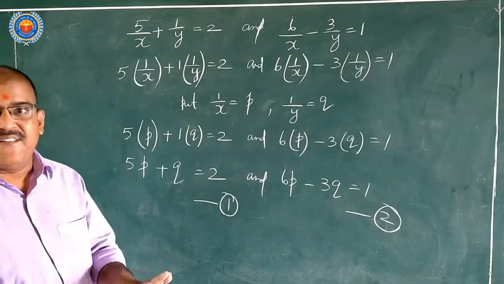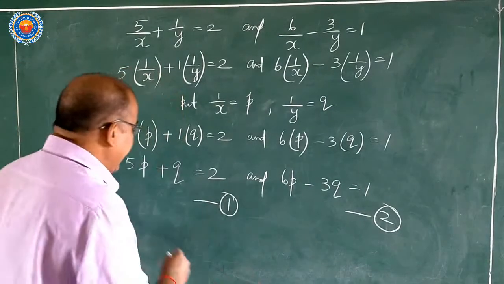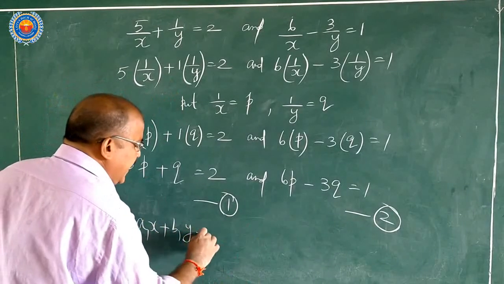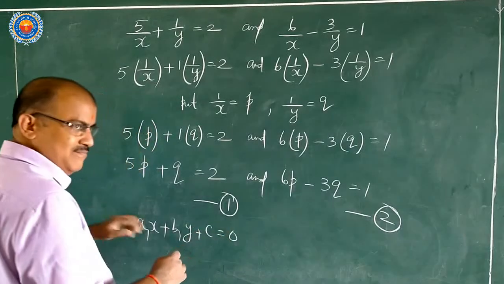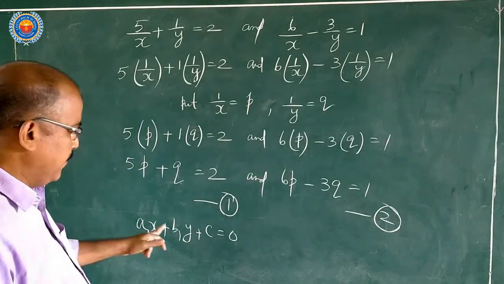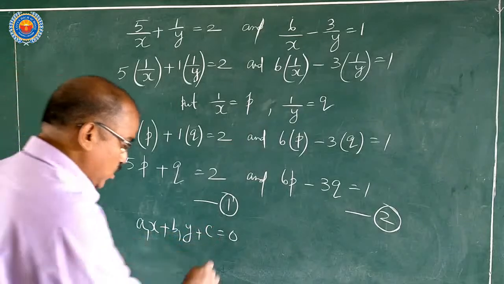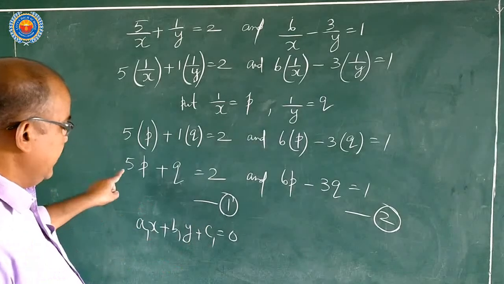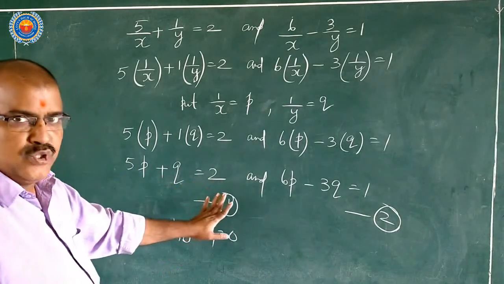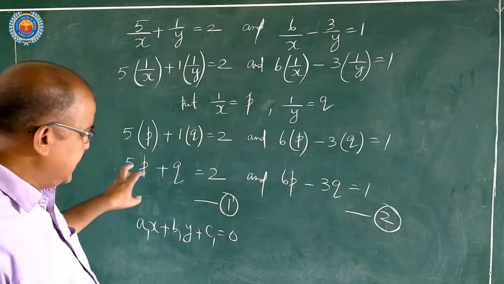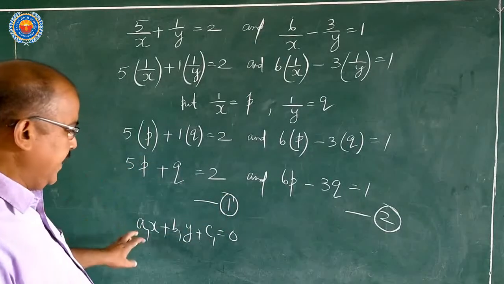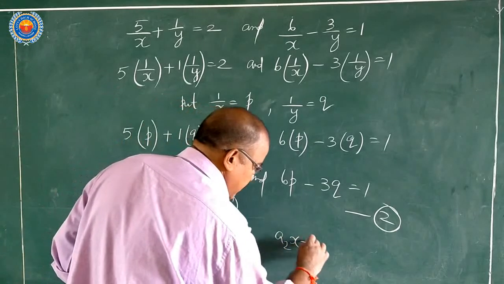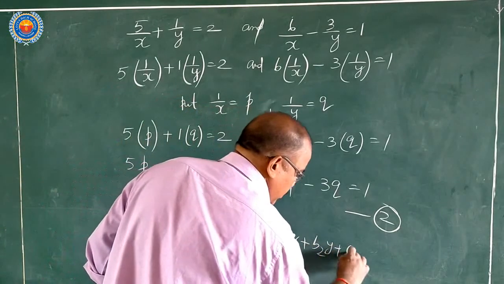Now these equations are in the form a1x plus b1y plus c1 is equal to 0. 5p plus q minus 2 is equal to 0 actually. So this equation is in the form of a1x plus b1y plus c1 is equal to 0, and this equation is in the form of a2x plus b2y plus c2 is equal to 0.